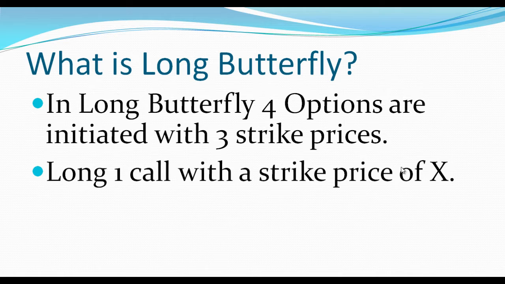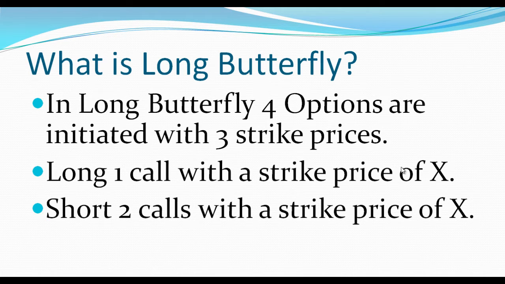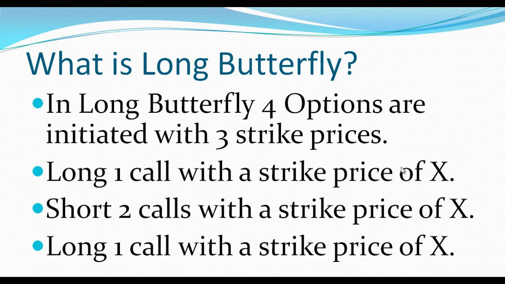You buy, that is go long, 1 call with a strike price of X. You short 2 calls, that is you sell them, with a strike price of X. And then again you buy, that is go long, 1 call with a strike price of X. Now whenever you buy or you are long, you have to pay premium. Whenever you sell or short, you get premium.